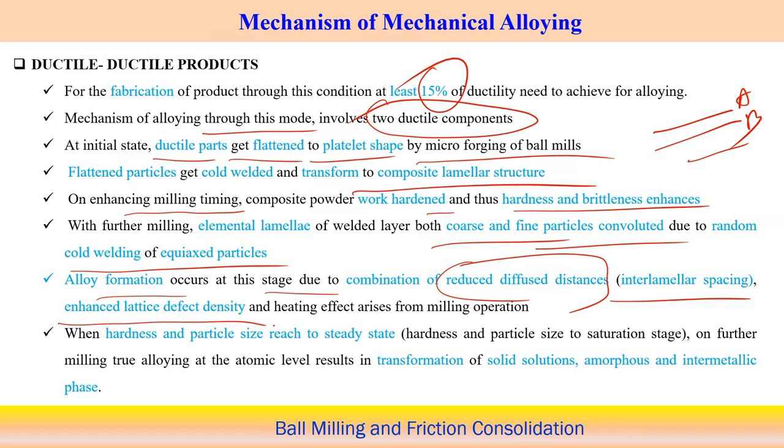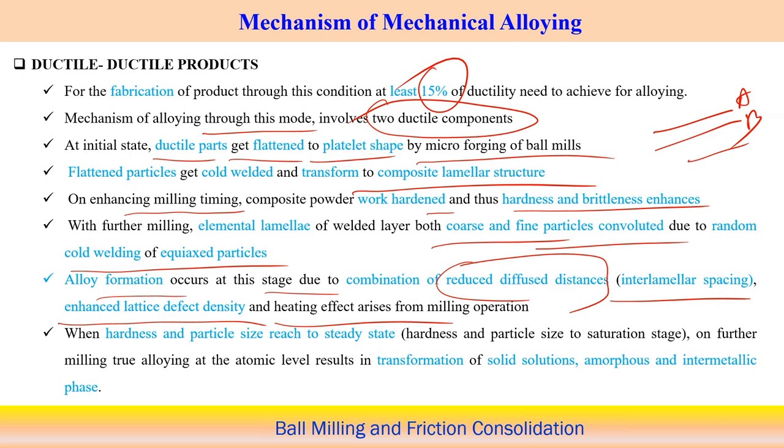There is another: lattice defect density also increases because so much mechanical working is done on the particles, so it increases the lattice defects. And finally, a heating effect arises because of the milling operation. So all these matter here: one is the reduced diffusion distances, then enhanced lattice defects because of the mechanical energy, and at the same time heat generation also helps in this case. So alloy formation is basically the result of all these three factors.